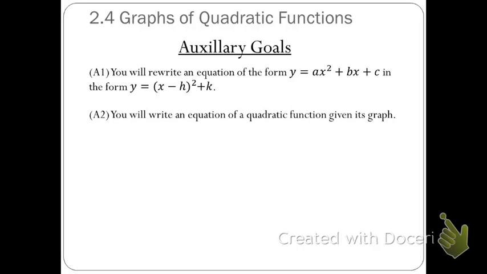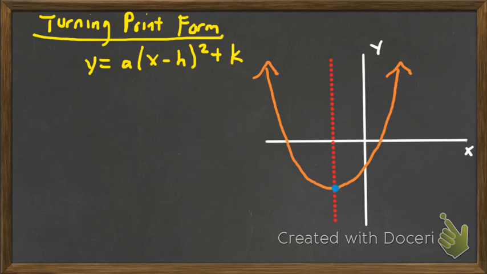And what I need to review is what you can learn about a graph of a quadratic function using each of those various forms. And I'm going to start with turning point form. And so here's a random graph of a parabola, and I just want to remind you what the things are that you automatically know about the graph if you know the turning point form equation, and thus what you know about the turning point form equation if you know about the graph.